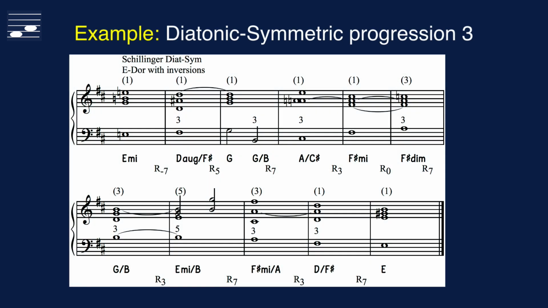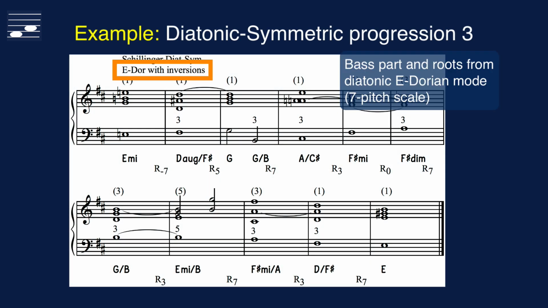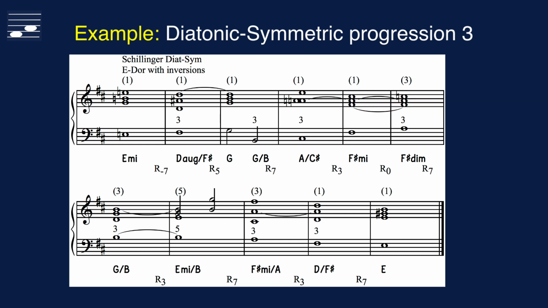The third example demonstrates diatonic-symmetric harmony in the E Dorian minor mode. It closes with a parallel tonic major chord. All other aspects remain the same, with the diatonic bass part and independent chord type selection in the upper layer.